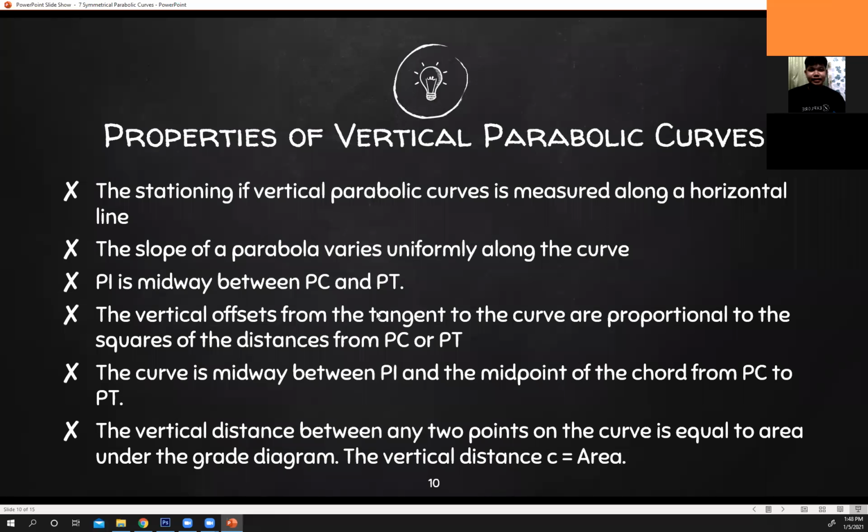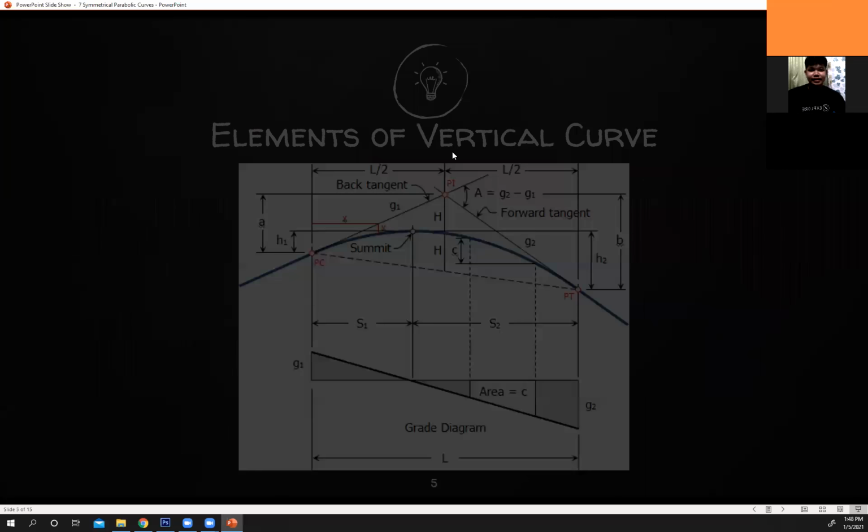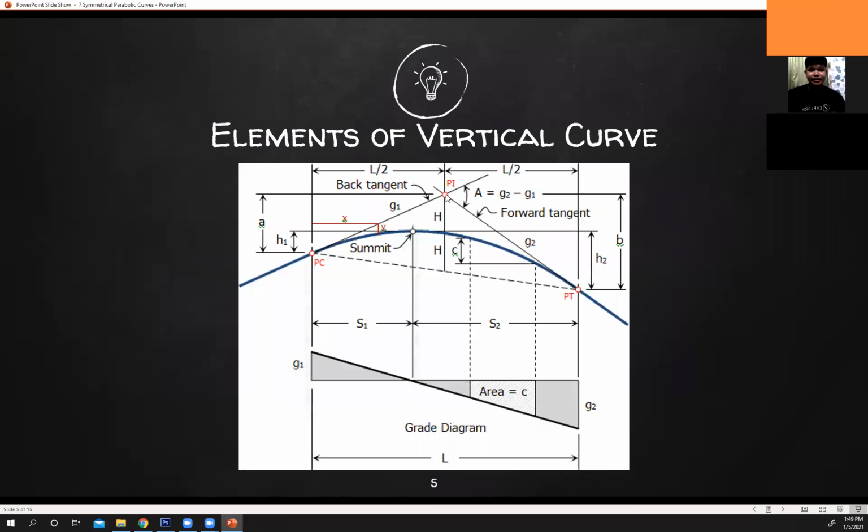So if you graph that, then you get a straight line. PI is midway between PC and PT. Yes, as you can see, let's compare PI, PC, PT. It's midway if you're just considering horizontal projection or horizontal distances. This is L over 2. This is also L over 2.